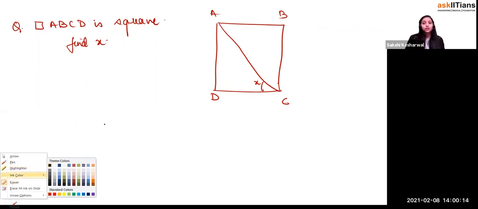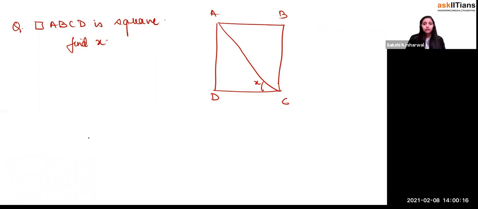Let me change my color. So this is find x. As we had seen, you know the isosceles triangle property, right? Because in an isosceles triangle, the base angles are equal. Okay, I'll write this as x, right? Find x and x. That's okay. So we know that this is a square, right? So you have to find x.